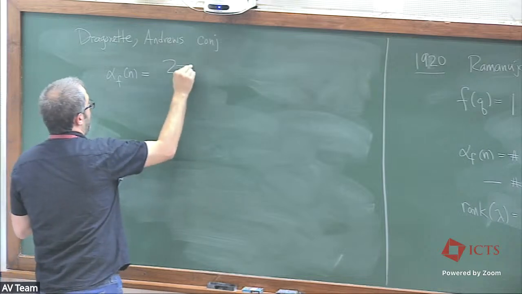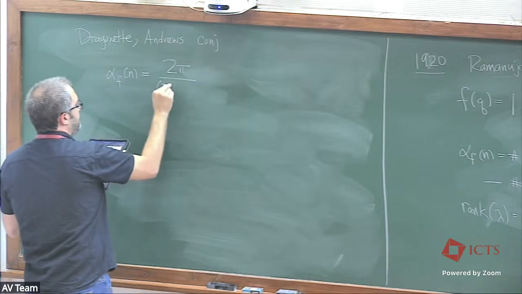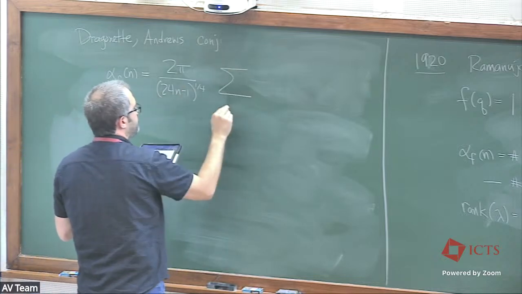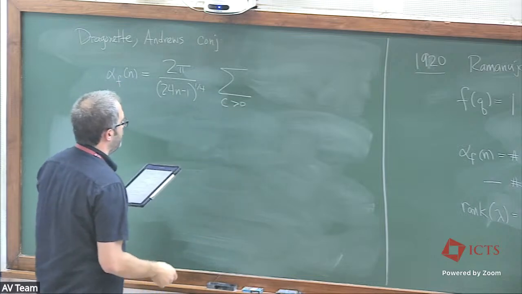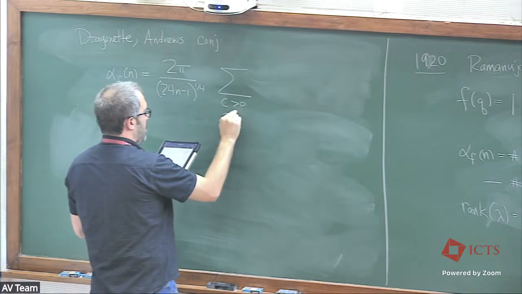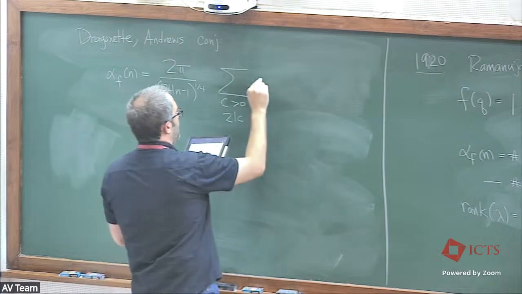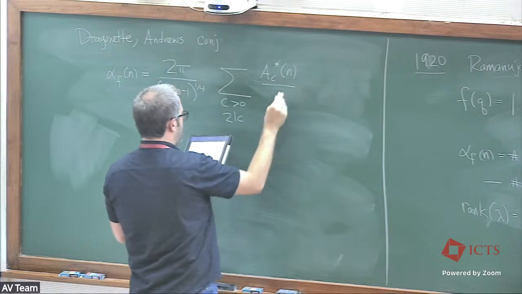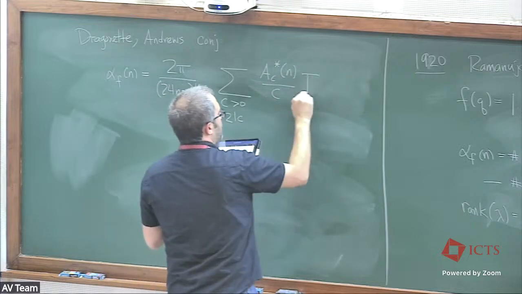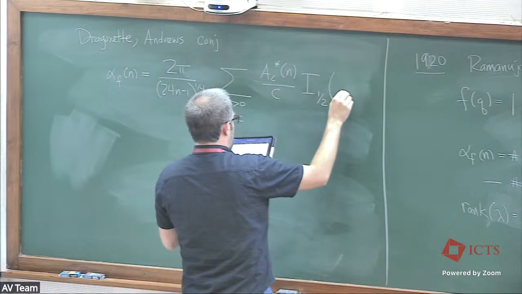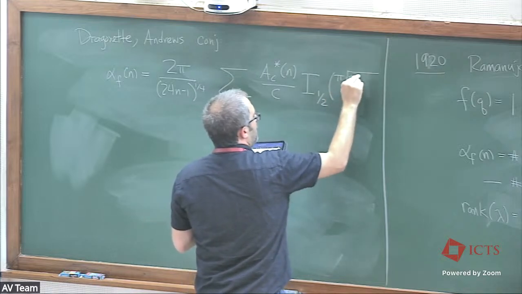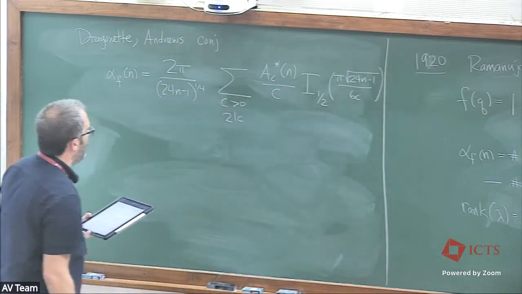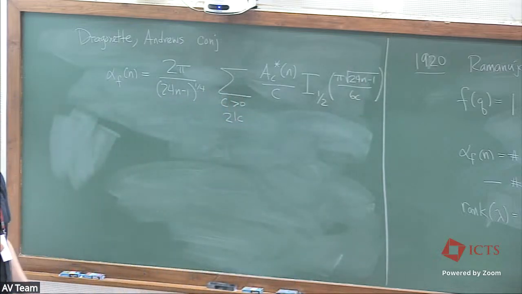And this is going to look very familiar because it looks a lot like the exact formula for p of n. So here we have a sum over c bigger than 0. Here we need c to be even. And then there will be this thing called A_c, and I'll call it A_c star of n because it's not the same thing as A_c of n. And here we have I 1/2 of pi root 24n minus 1 over 6c. Okay, so all of the ingredients are there from before, right?